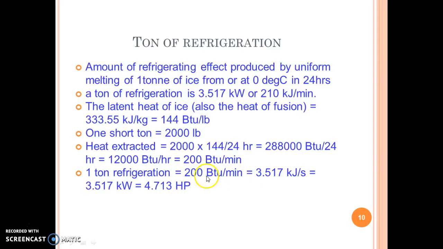So you have two units, BTU per minute and kilojoule per second. Both of them are used to define ton of refrigeration, or the value is expressed in both terms, 200 BTU per minute or 3.517 kilojoule per second. This is actually the conversion. The only difference being 333.55 into 1000 divided by 24 into 60.